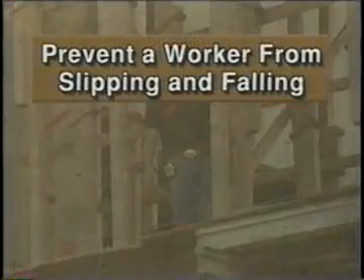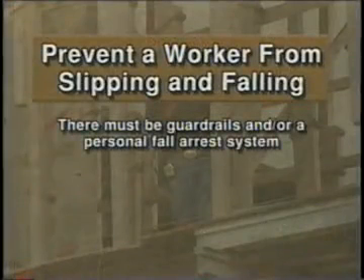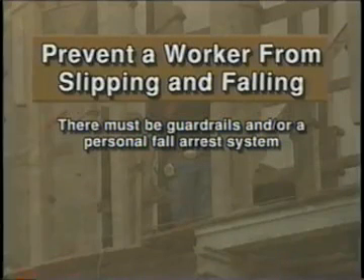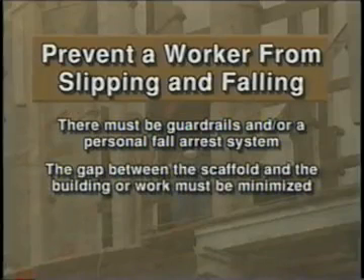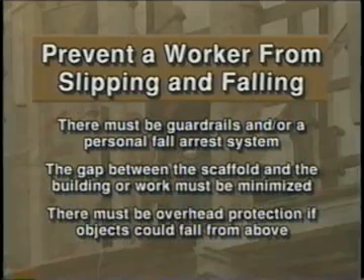To prevent a worker from slipping and falling, there must be guardrails and/or a personal fall arrest system. The gap between the scaffold and the building or work must be minimized, and there must be overhead protection if objects could fall from above.